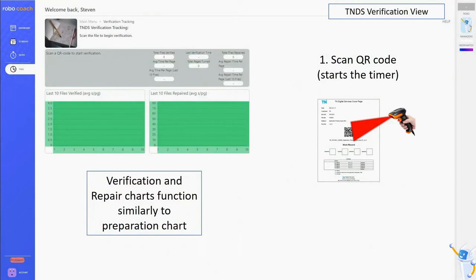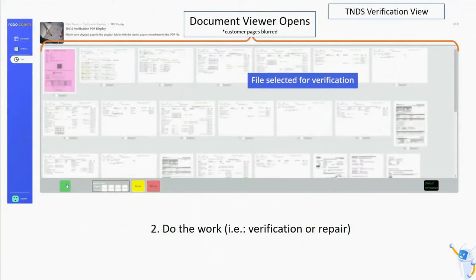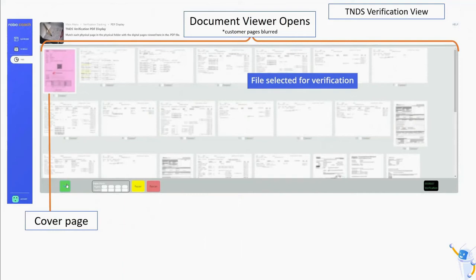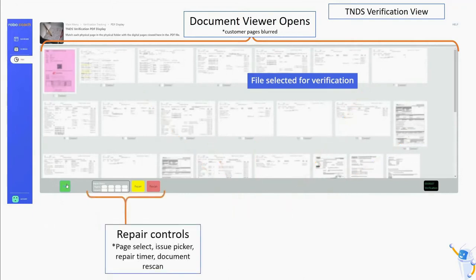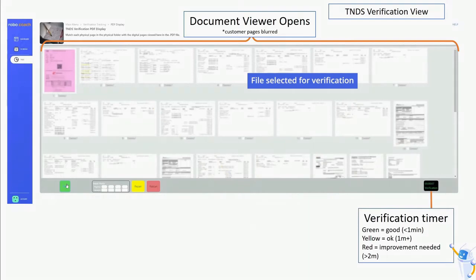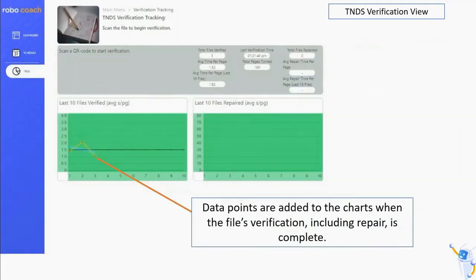The verification screen demonstrates what we can do with our newly created digital file. Open it, ensure its digital contents match its physical counterparts, and repair any errors as needed. The document viewer built into the TNDS module displays all document pages and enables blank page removal, page rotation, addition of missing pages, or replacement of damaged or obstructed pages. The timer is stopped by a button click to pass or repair the document.